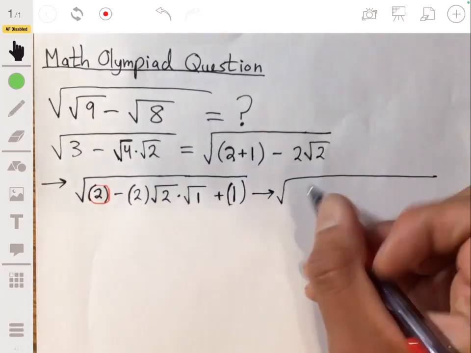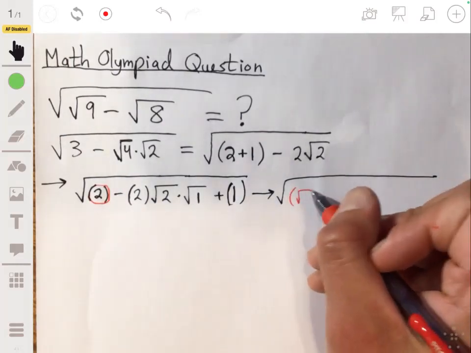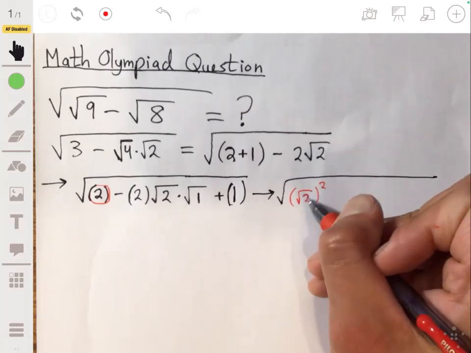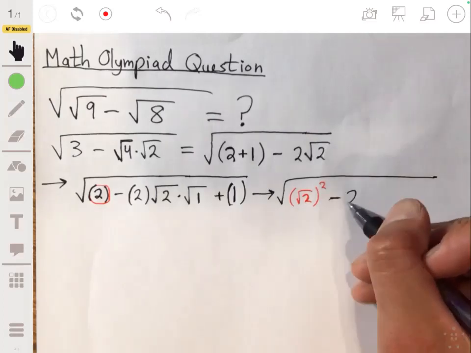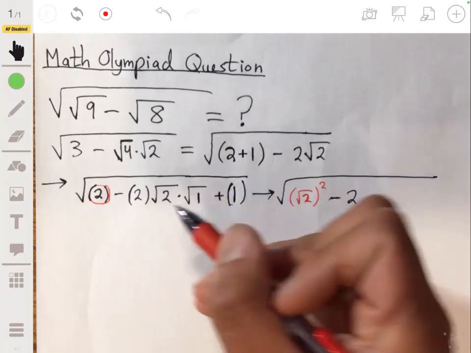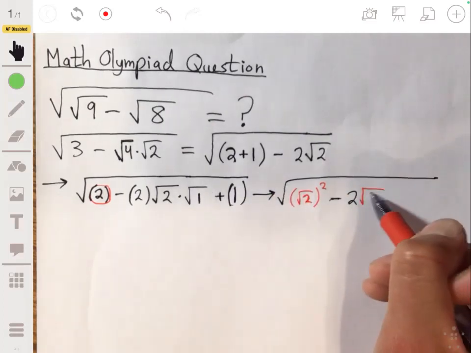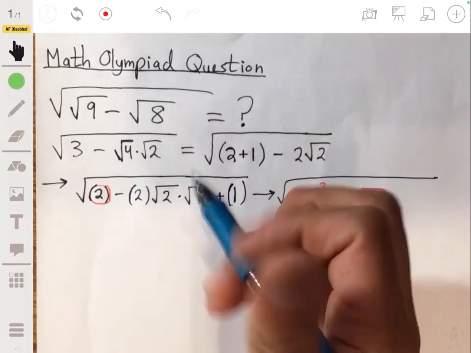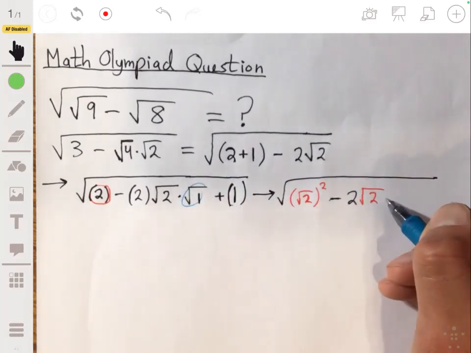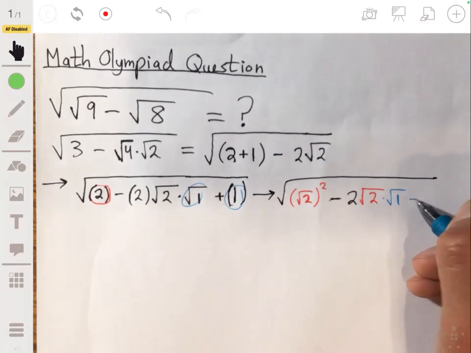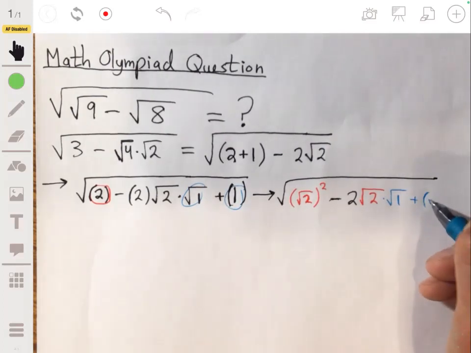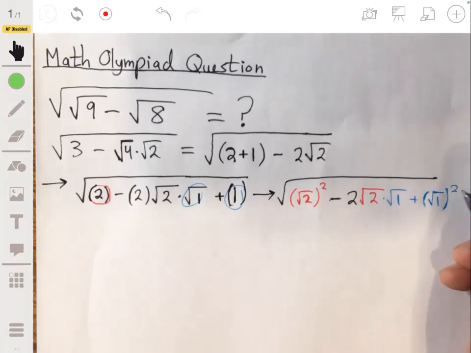this 2 here, we're going to make it into the square root of 2 squared. And we'll minus 2. And let me put this root 2 again over here, and this root 1 right here. And this 1, we're going to make it the square root of 1 squared.